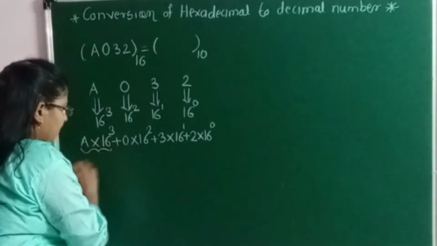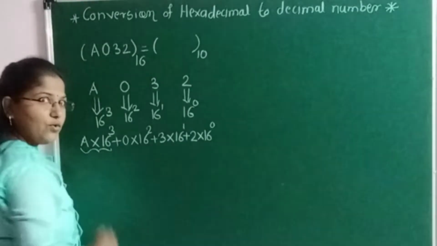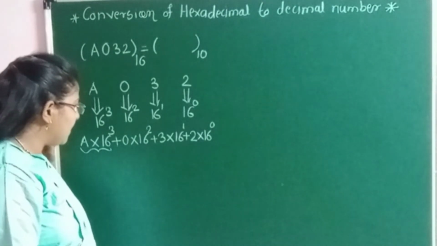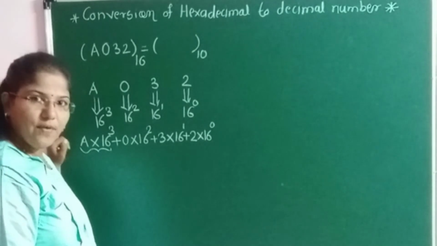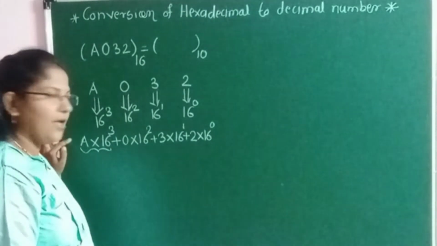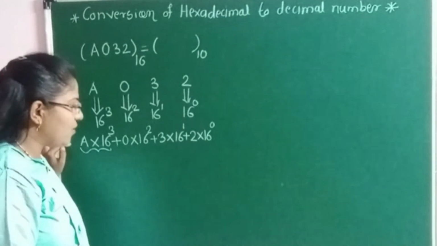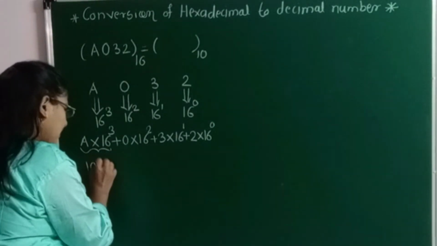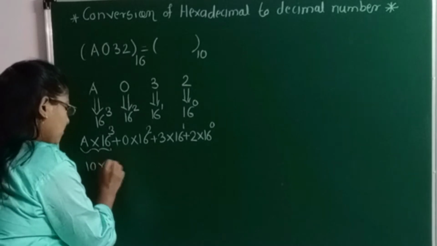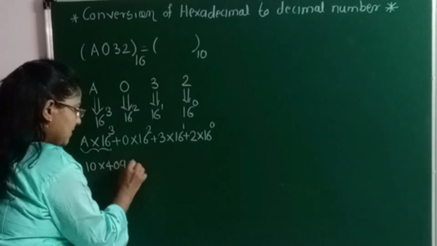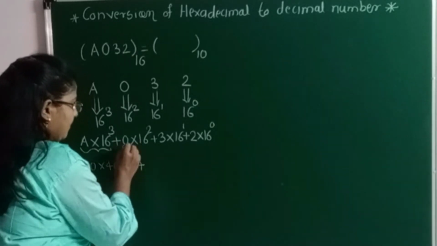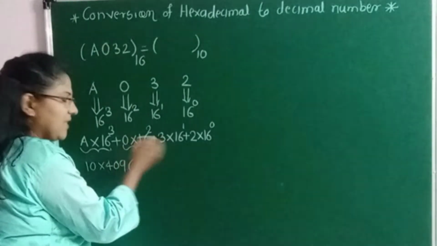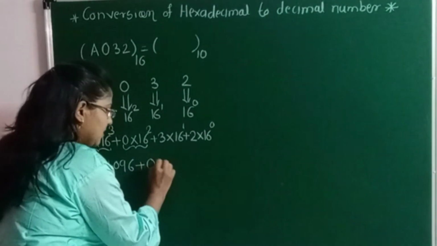So the first multiplication is A into 16 raised to 3. But we know that in the hexadecimal number system, to represent the values from 10 to 15, the capital letters A to F are used. So the value of A is 10. So here I will put 10 into 16 raised to 3. Its value is 4096, plus 0 into 16 raised to 2. 0 multiplied with any number, the result is 0.